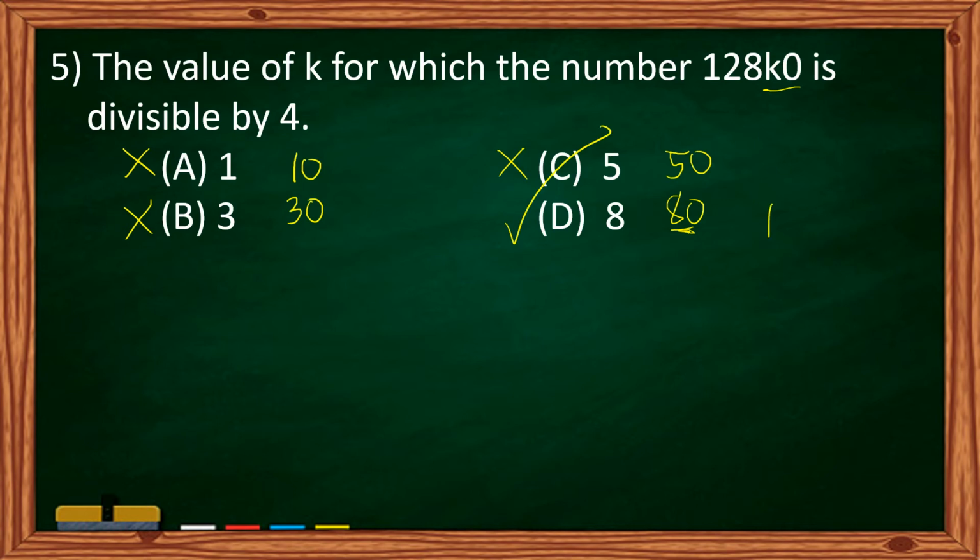Because 12,880 can be divided by 4 exactly. Okay? You may check this by just dividing 12,880 by 4.